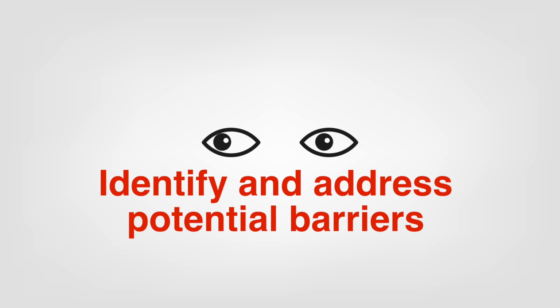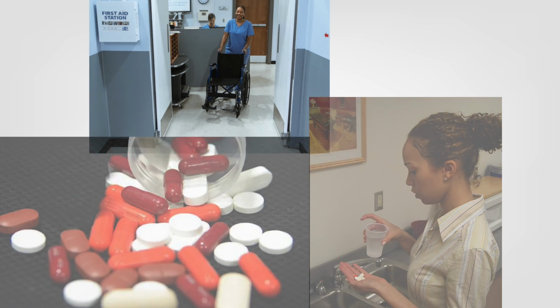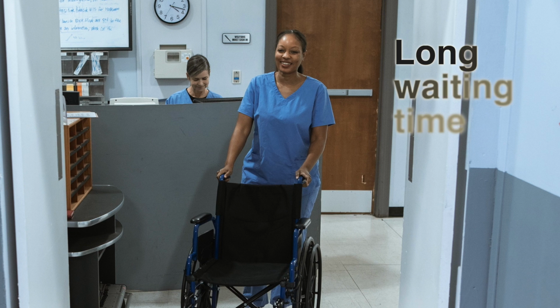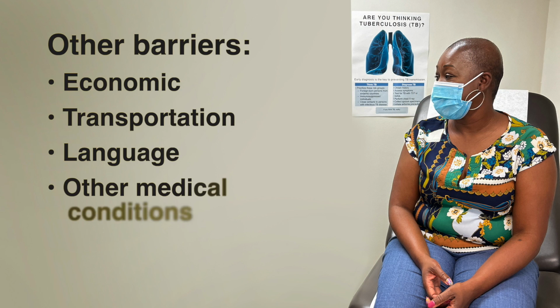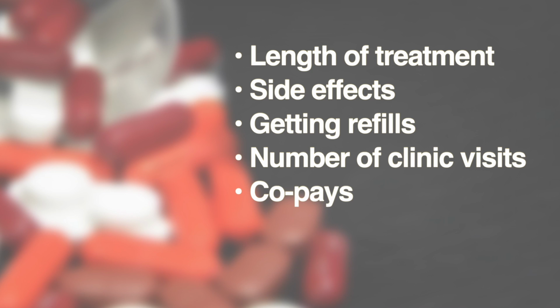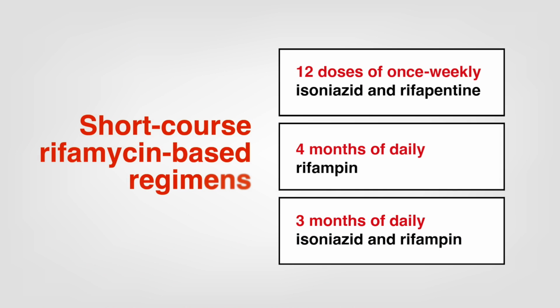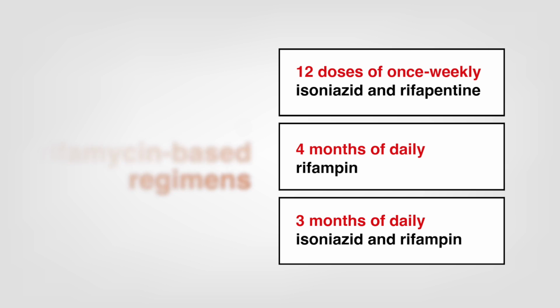Identifying and addressing misconceptions and barriers can contribute to adherence. Barriers can involve clinic services, the patient, or the medications. For example, treatment completion may be impacted if people have to wait a long time for an appointment or to see the doctor. Patients may face other barriers, including economic, transportation, language, and other medical conditions. Barriers related to medications include the length of treatment, side effects, getting refills, or the number of clinic visits and copays. Using short-course rifamycin-based regimens can improve adherence and contribute to successful completion of treatment.